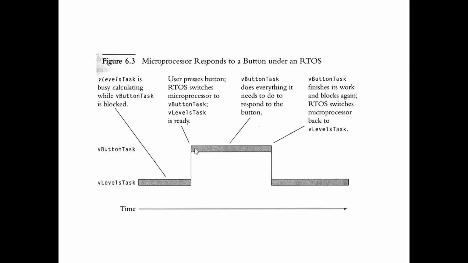Now once the highest priority task, which is the button task, is over, again you have to switch. Here one arrow is shown. This shows that once the button task finishes its work, it blocks again. So what is the state of the button task now? It is going from running state to block state. That means right now the CPU is available. Now which task has the highest priority right now? The level task. So RTOS switches the microprocessor back to the level task. That is what is shown by this transition.